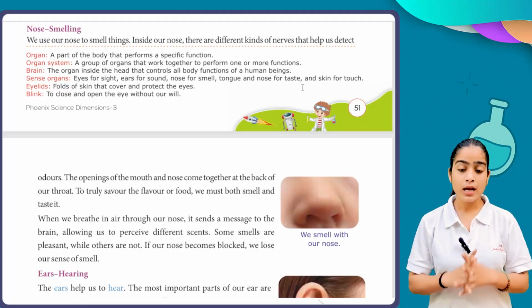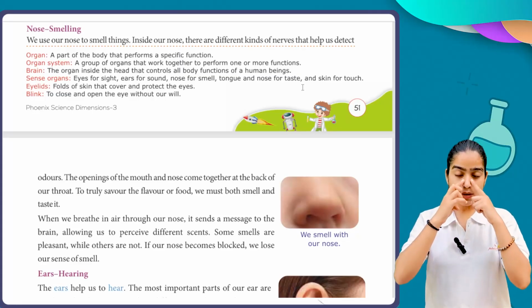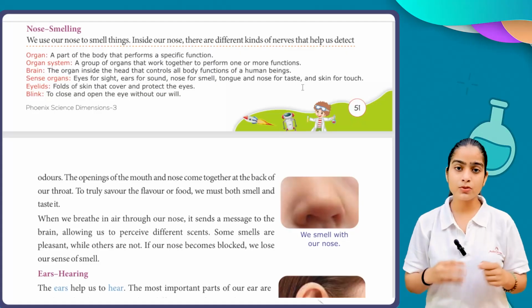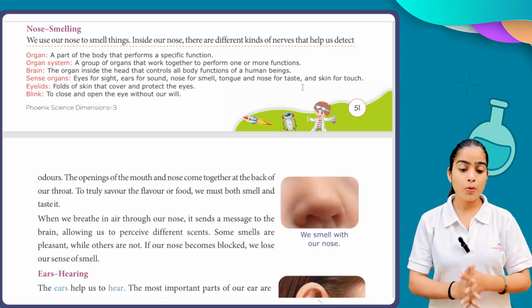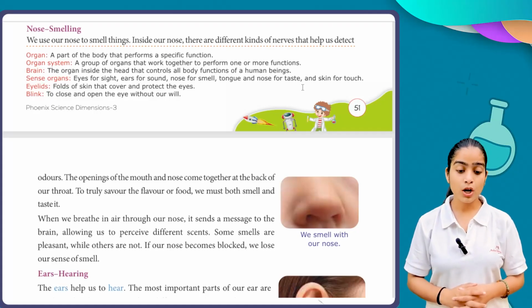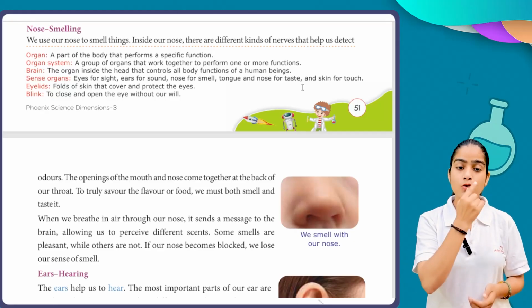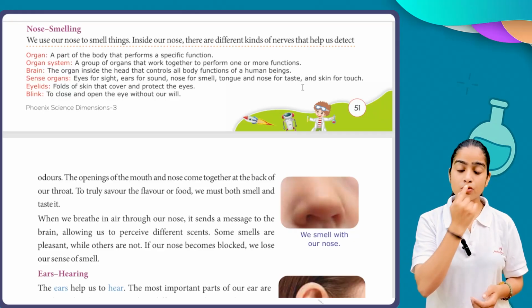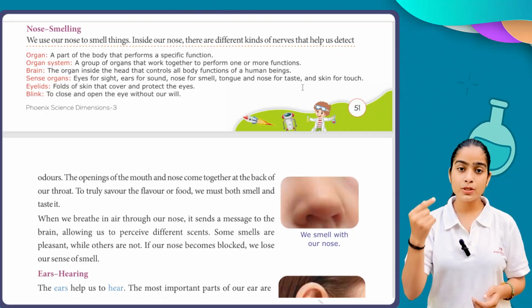Inside our nose, there are different kinds of nerves that help us to detect. So inside our nose, we have a lot of nerves which help us to detect different kinds of tastes and odors. The opening of the mouth and nose comes together at the back of the throat. To truly savor the flavor of food, we must both smell and taste it. This part is seen in a picture as well. This part helps us to smell and taste it, right?